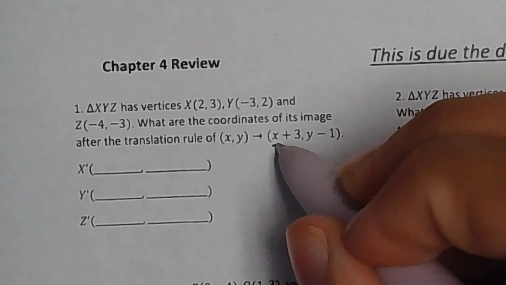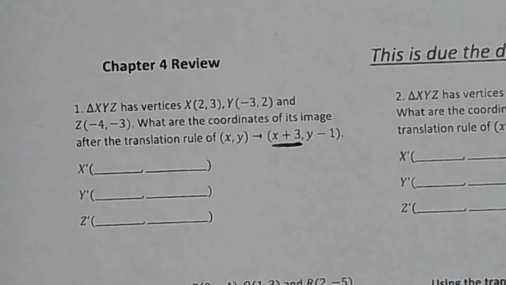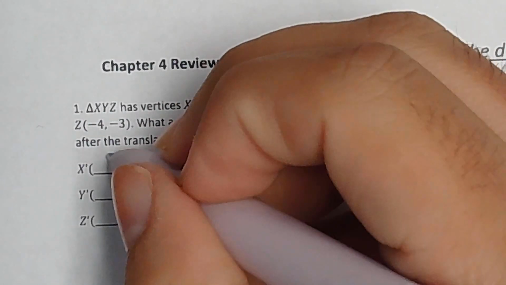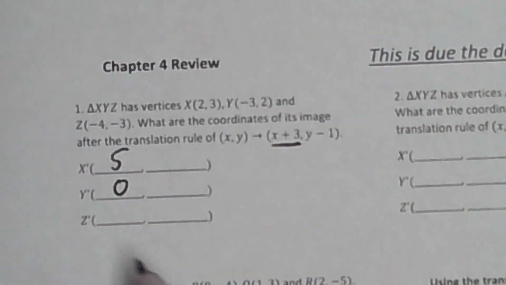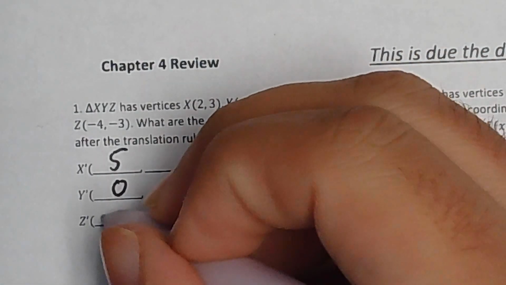So for x, you're going to add 3. So I'm going to have 2 plus 3 is 5. Negative 3 plus 3 is 0. Negative 4 plus 3 is negative 1.